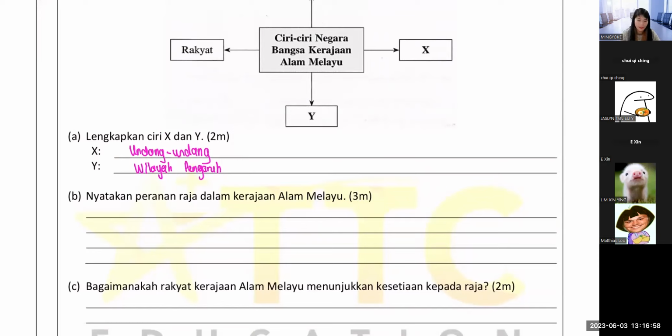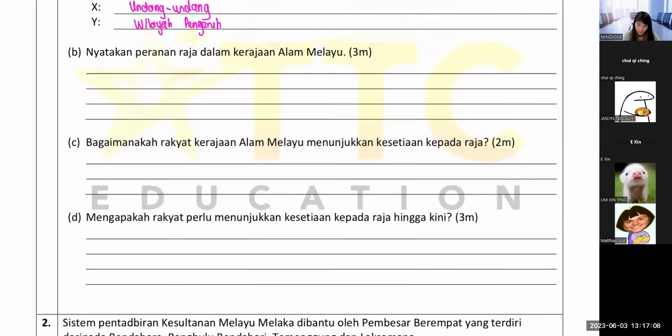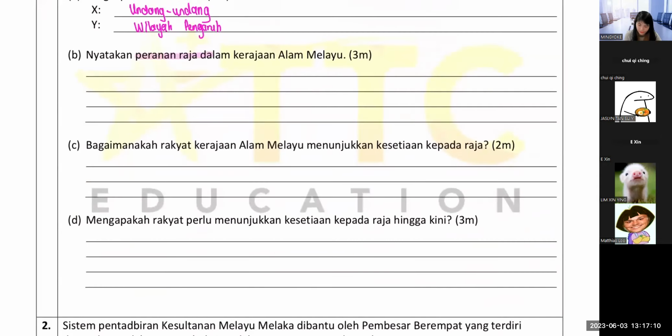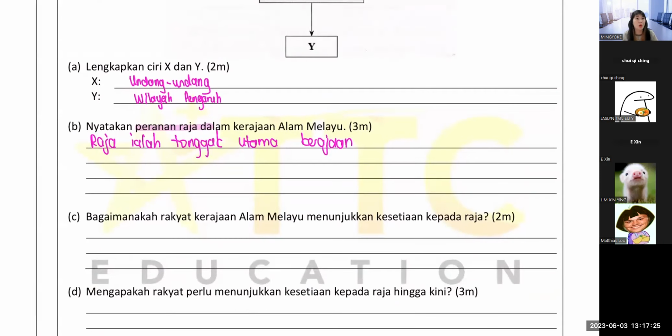Okay. Now, example, I show you. You can direct right answer. For example, here they ask you peranan Raja, right? So then you answer directly, which is Raja ialah tonggak utama kerajaan. So remember, if you do structure, you can direct answer, yes.